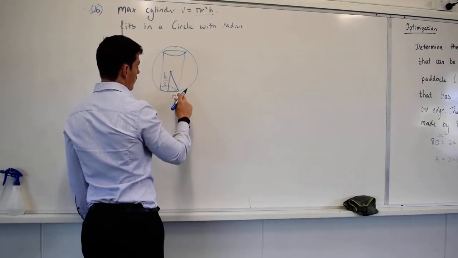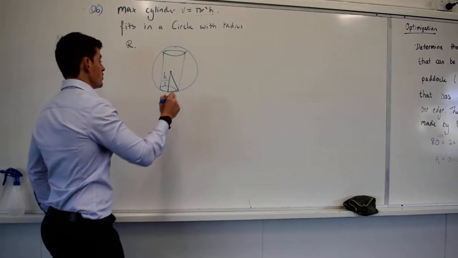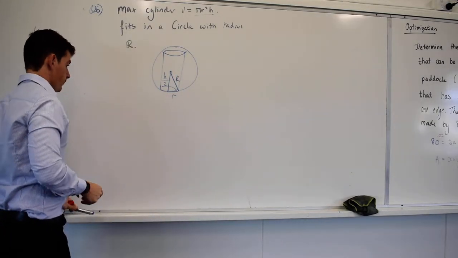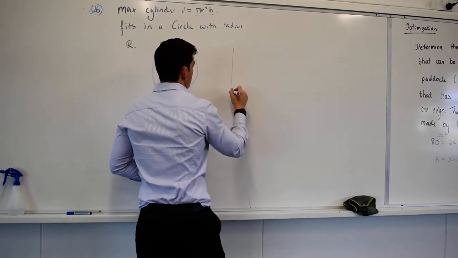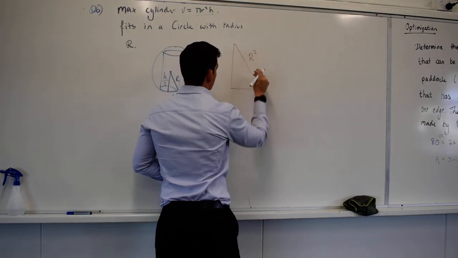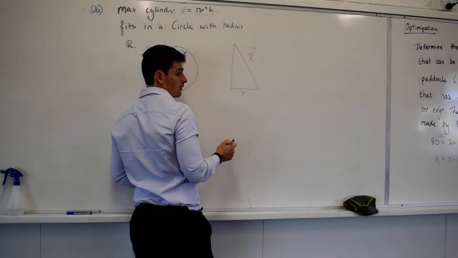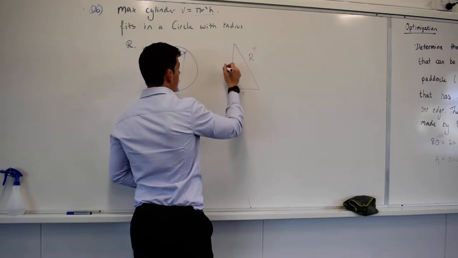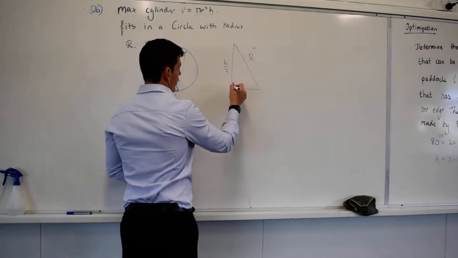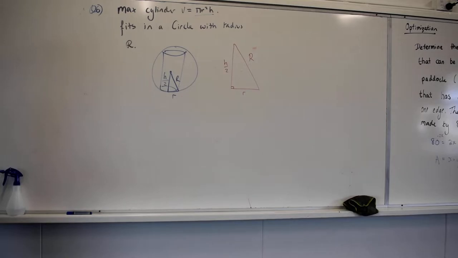And what about the hypotenuse? What does it represent? The radius of the circle, which is denoted by capital R. I'll just zoom in on that image. So this image looks like this. That's the radius of my circle. That's the radius of my little cylinder. And this is my Pythagoras. It is a right angle triangle. That's important. Why is that important? Because you can solve it.